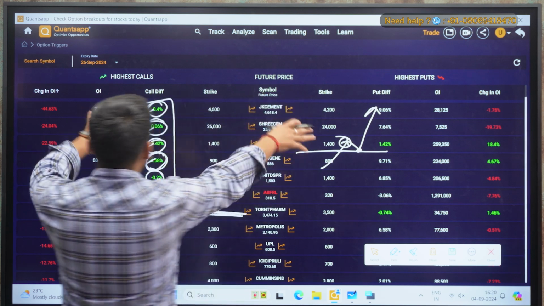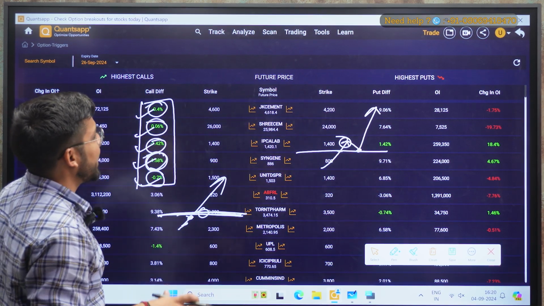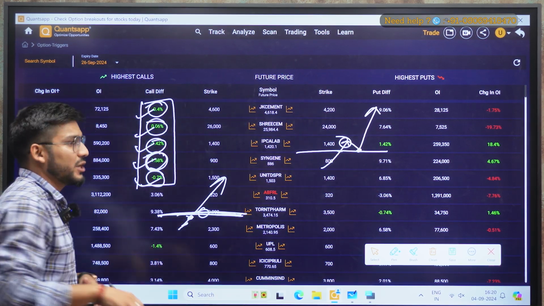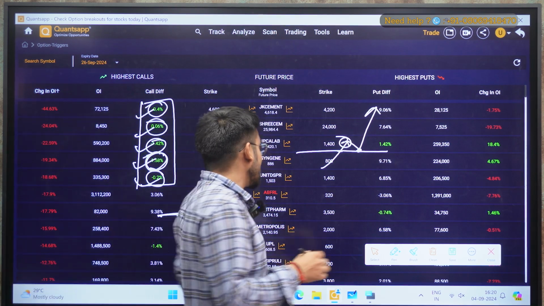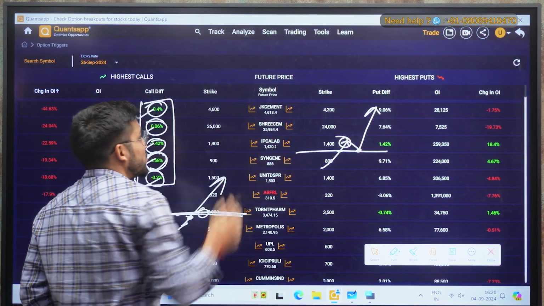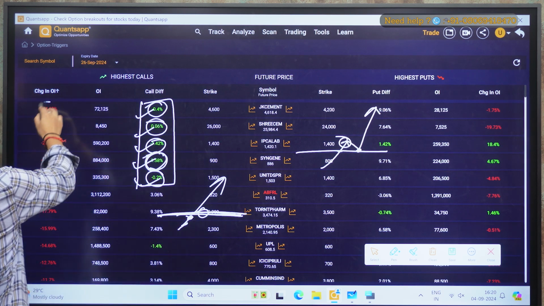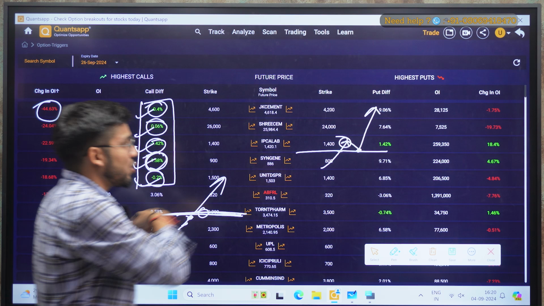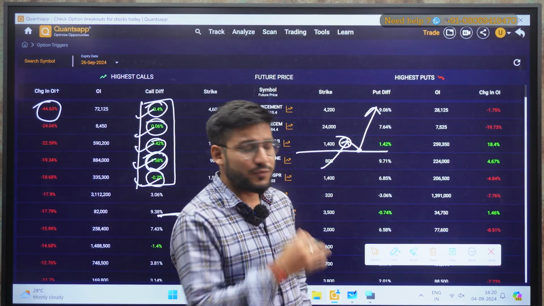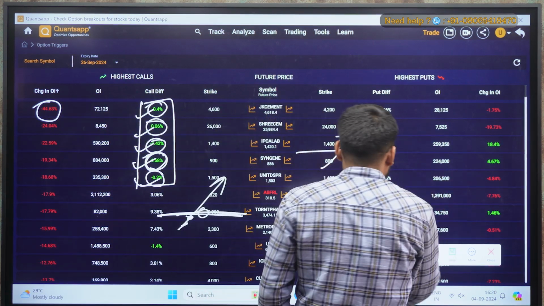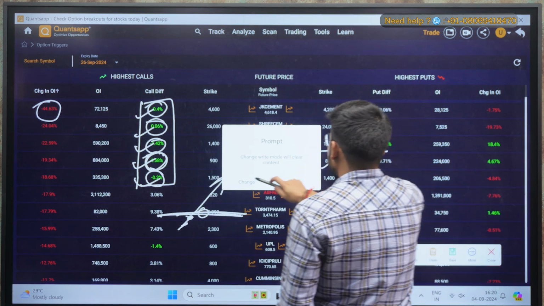So this is how you can take a general idea if you are a new trader here, and you just want to see the intraday stocks. This is basically a scanner, so it will give you proper stocks wherever there will be a maximum change in OI on the call side and the put side. It will give you all those stocks.